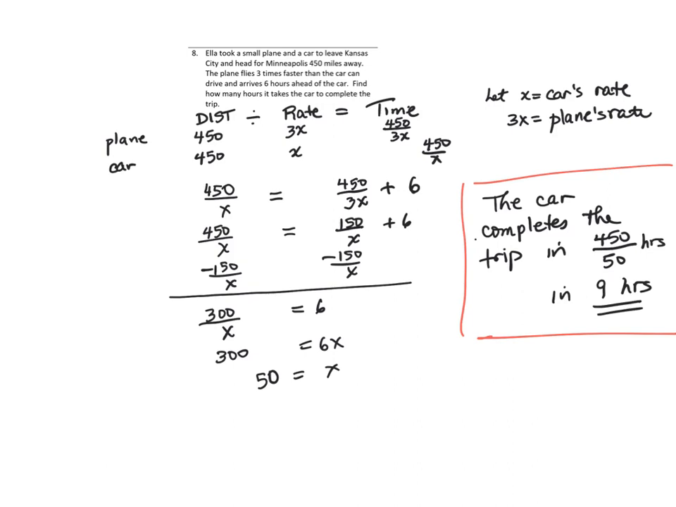Okay, let's take a look at another one. Let's take a look at 16. Nathaniel travels 108 miles and finds that he could have made the journey in 4.5 hours less had he traveled 2 miles per hour faster. At what rate did Nathaniel travel?